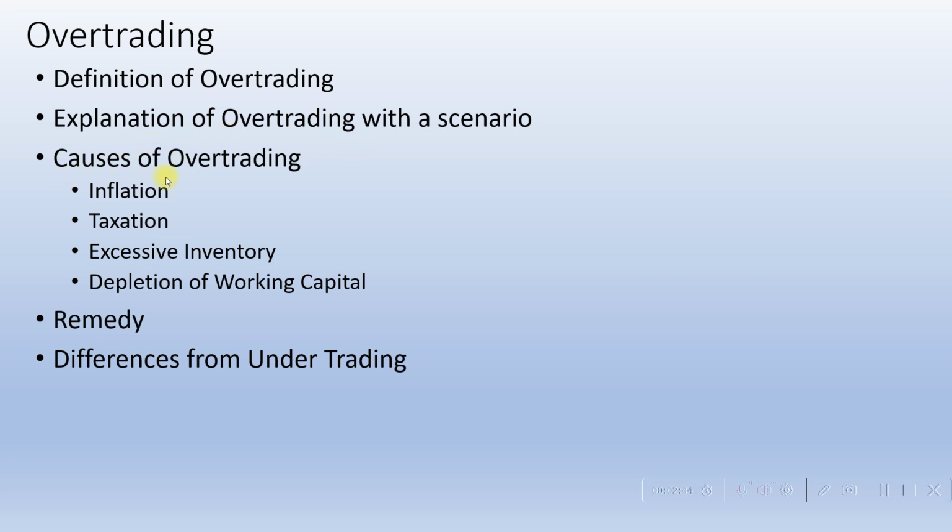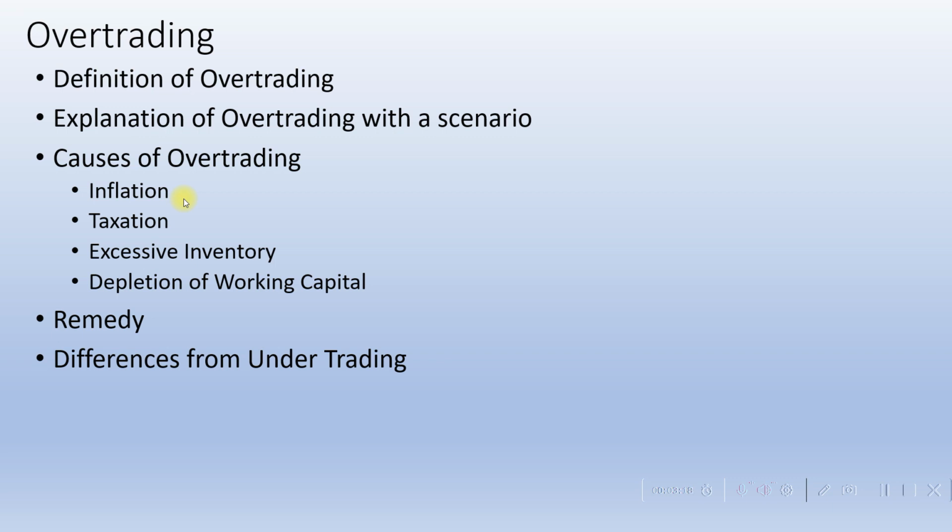But the important causes of overtrading are inflation, taxation, excessive inventory, and depletion of working capital. So let us see what is inflation, how it contributes to overtrading. So inflation is in an attempt to increase profits. Corporations buy more assets and properties at exorbitant prices, which ultimately locks up the corporation's funds, with a real problem of cash crunch appearing as a result. So that is how inflation turns out to be a cause of overtrading.